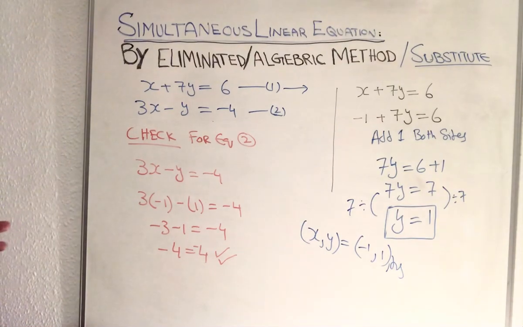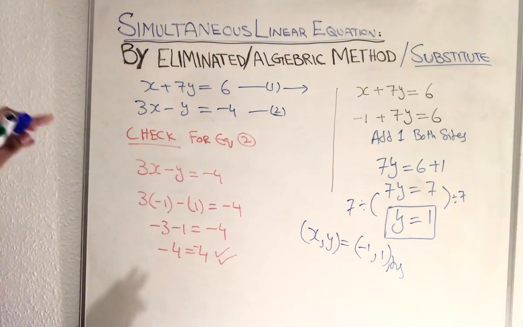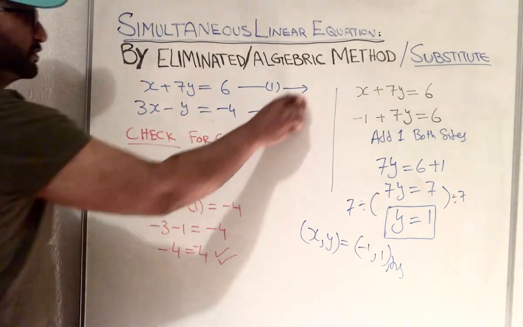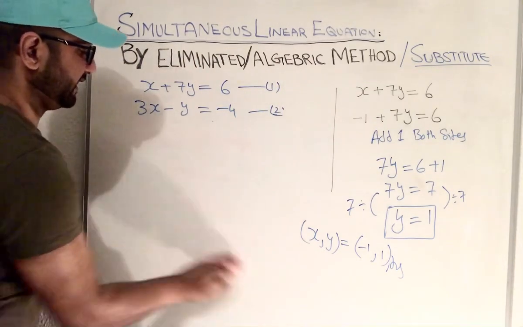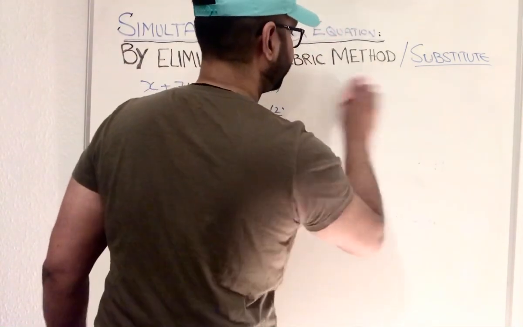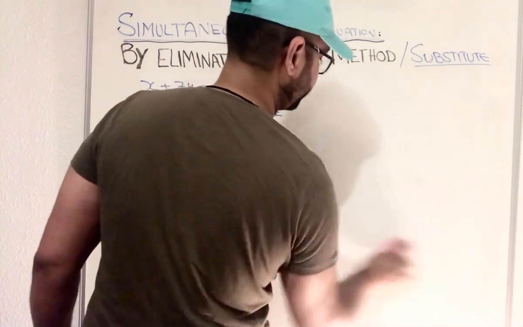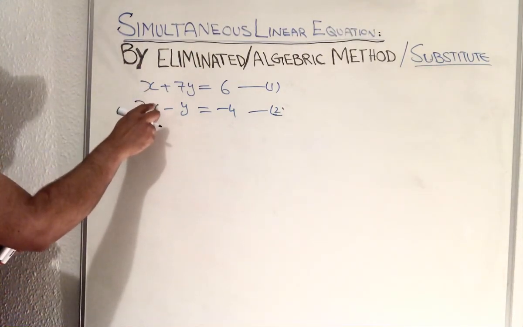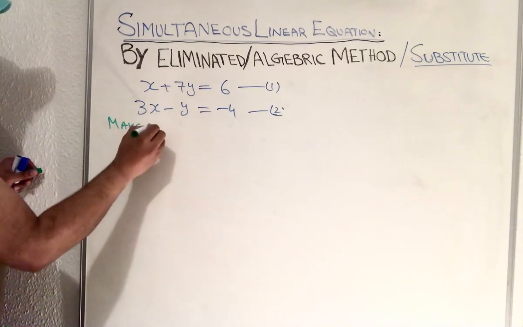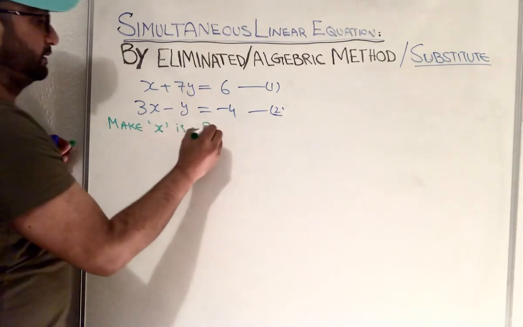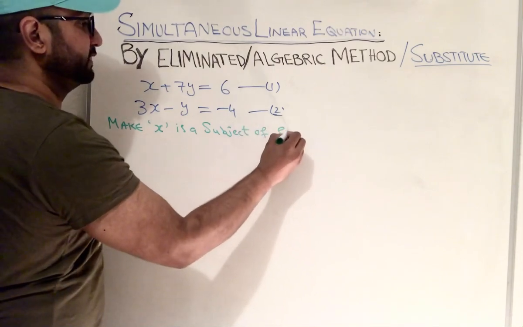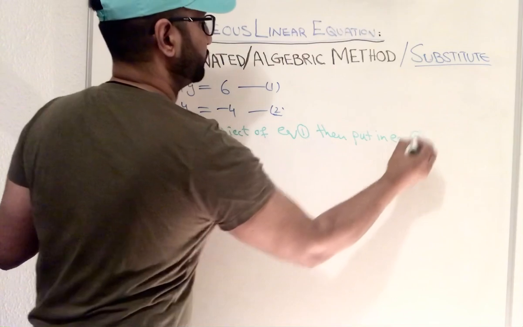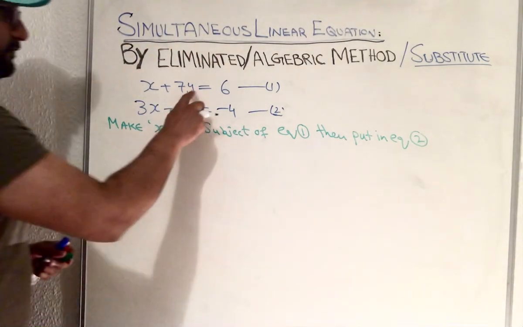Now we are using another method, the same question, but we substitute the value into the other equation. I will use the same question by substitution, and you will see the answer still remains the same. How can we substitute? We make x the subject of equation 1, then put it in equation 2. First of all, we need to find x as the subject from the first equation.